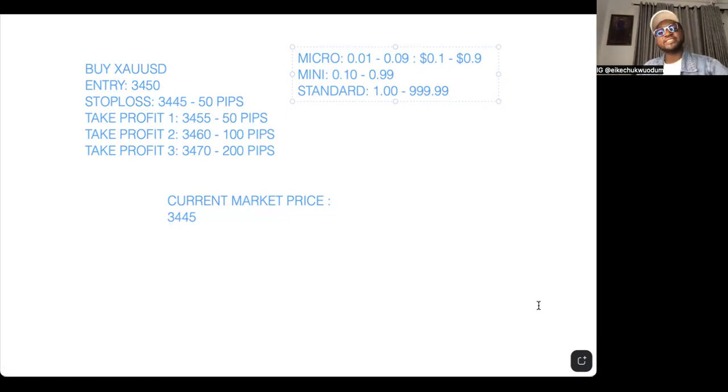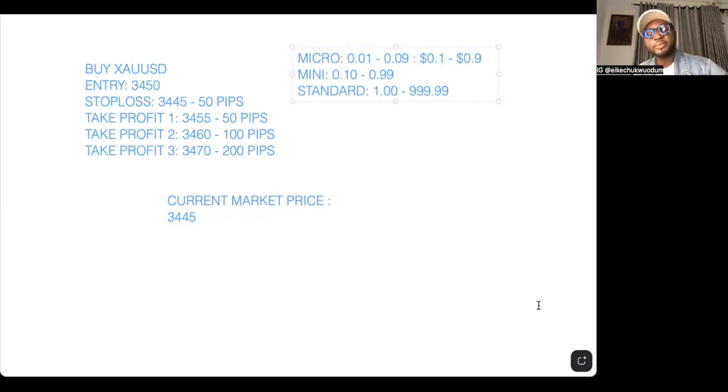But if you carry this trade on to TP2, which is 100 pips, now you're talking about making $20. If you carry it on to TP3, which is 200 pips, you're talking about making $40 with a 0.02 lot size. Did we understand what I just explained? Did that make any sense?